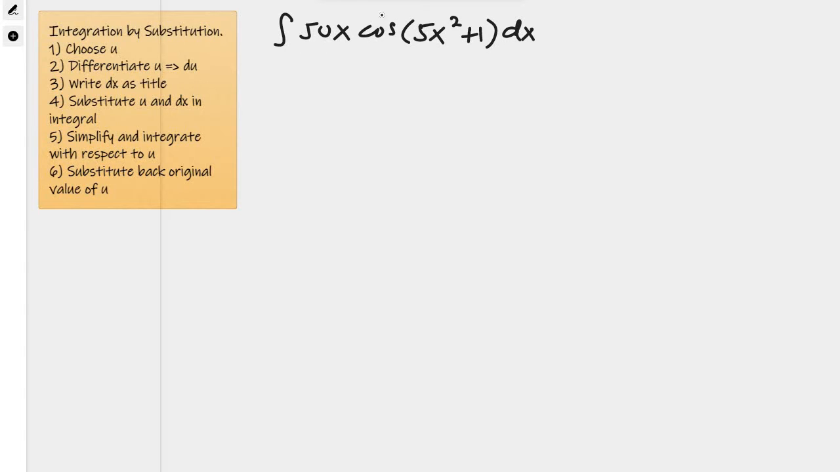As you can see here, you have a trigo function. The function here is 5x squared plus 1. It's not just cos x only, but cos of a function. So again, you can apply a substitution rule for this one. First of all, you can double check if you let this one be the u.